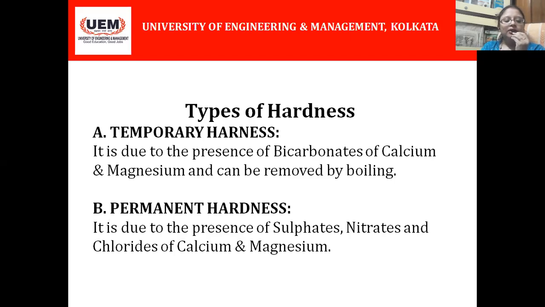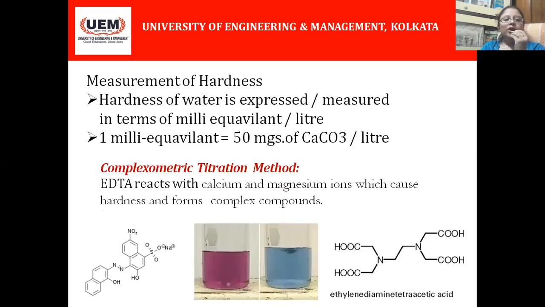And permanent hardness is due to the presence of different sulfates, nitrates, chlorides of calcium and magnesium. And this kind of hardness you cannot remove by boiling. Some special kind of water treatment is necessary. We measure hardness in terms of milli equivalent per liter, and 1 milli equivalent is equal to 50 mg of calcium carbonate per liter.